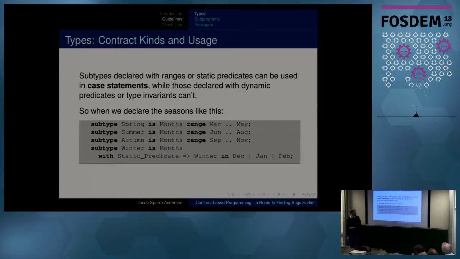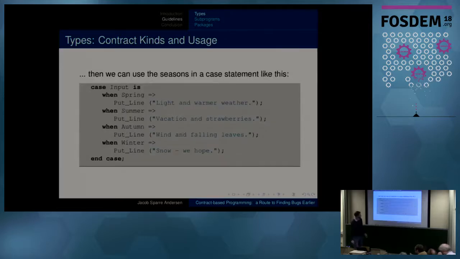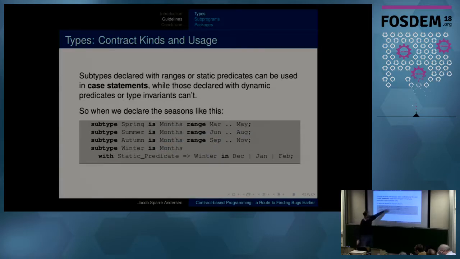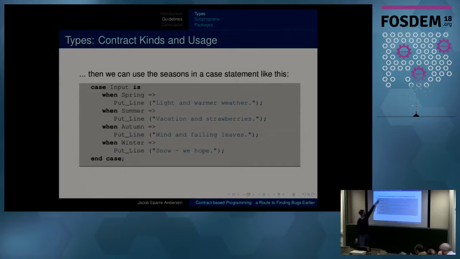So here now we've gone up to the northern hemisphere. So spring is March to May, and winter is December, January, and February. You can feel it outside. Then we can have a case statement like this, where we have the base type Month. So the input here is of type Month, and then we have a case statement that covers each season, printing out different messages depending on the season. And here you can see we cover exactly all the possible seasons.